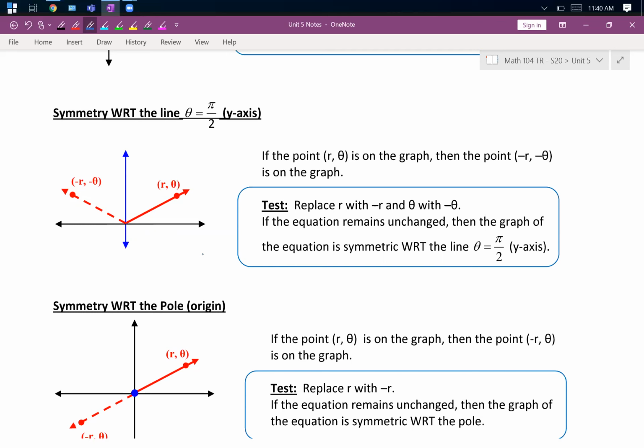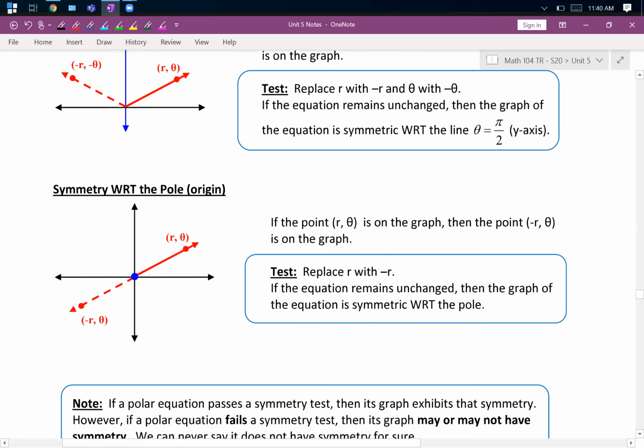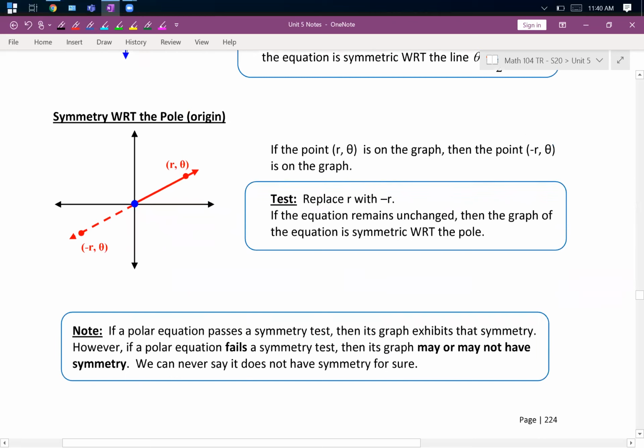And then last but not least is symmetry with respect to the pole, which coincides with the origin. Here, if the point (r, theta) is on the graph, then the point (negative r, theta) is on the graph. Remember that symmetry with respect to the origin is like diagonal symmetry. That's how I always think about it. And for us to go diagonally in the opposite direction, we just make the r value negative.